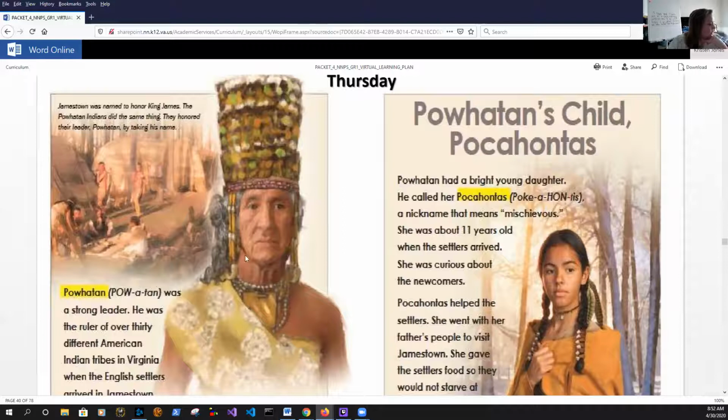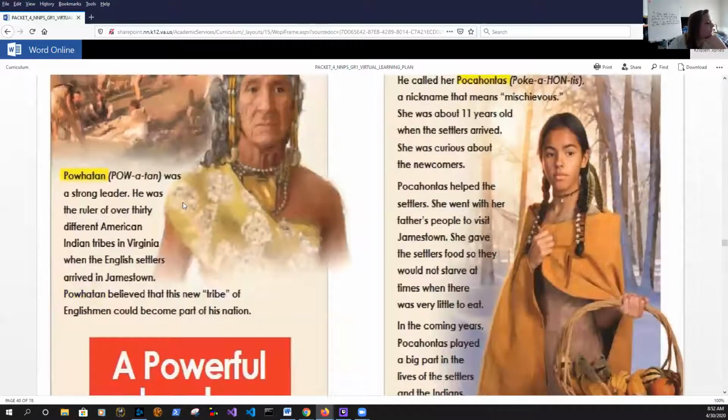So they kind of did similar things there. So we're right here. Powhatan was a strong leader. He was the ruler of over 30 different American Indian tribes in Virginia when the English settlers arrived in Jamestown. Powhatan believed that this new tribe of Englishmen could become part of his nation. So he thought of them more so as a tribe because that's what he was used to. And he thought that maybe they could become a part of the people that he is the ruler over. So it says, a powerful leader.